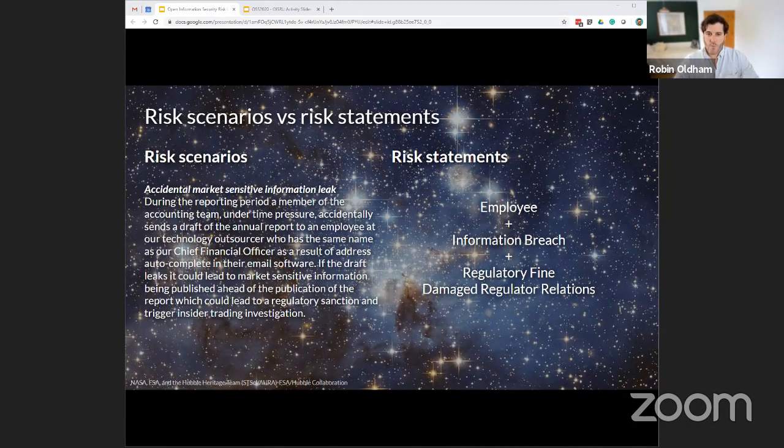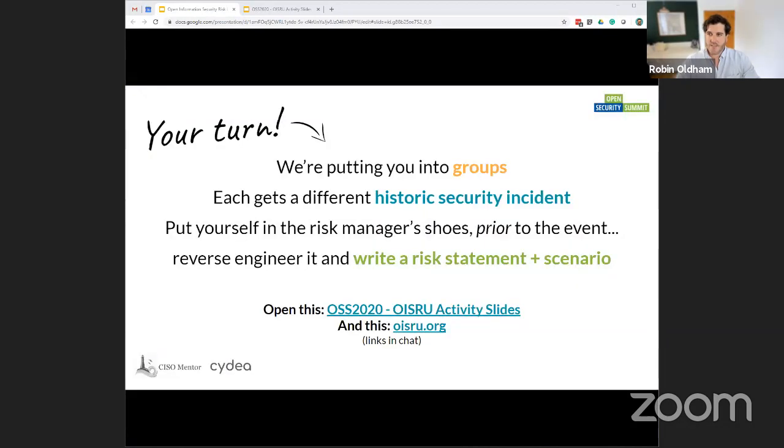So what we were hoping to do is to put you all into groups and make use of the breakout room functionality. Each group is going to get a different historic security event. We'd like you to put yourself in the risk manager's shoes prior to the event and do a bit of reverse engineering and write a risk statement and a scenario that can apply. I am going to copy and paste these links into the chat window. There we go.